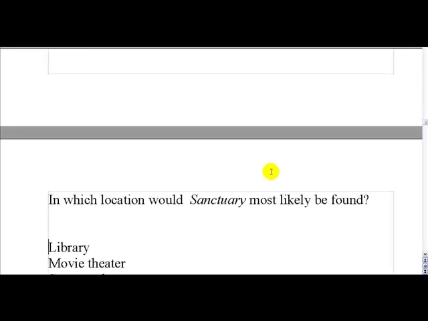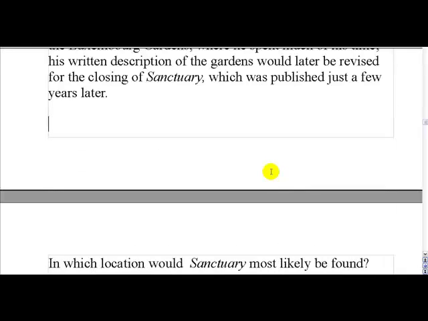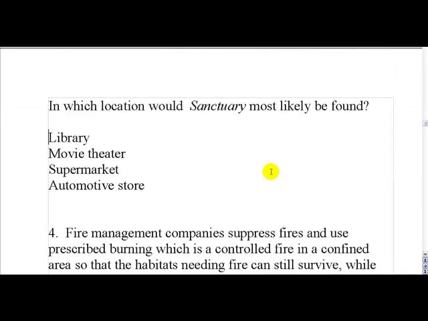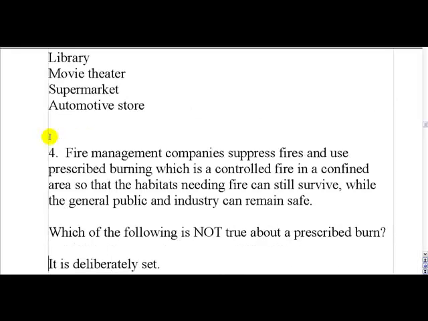So the question is, in which location would sanctuary most likely be found? You have library, movie theater, supermarket, automotive store. I think the best location here would be a library, because a library has books, and sanctuary is something which is published, which is writing, so we would say A. Okay, let's take a look at 4 here.